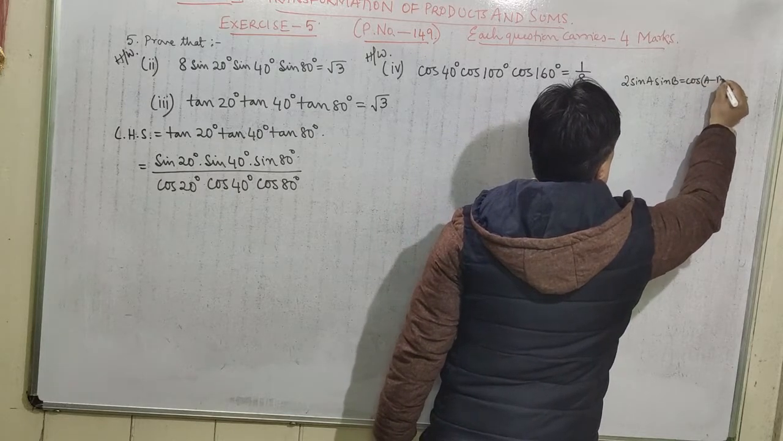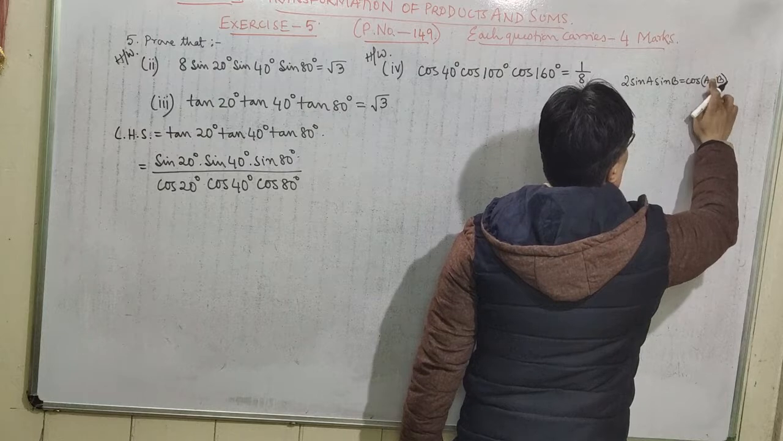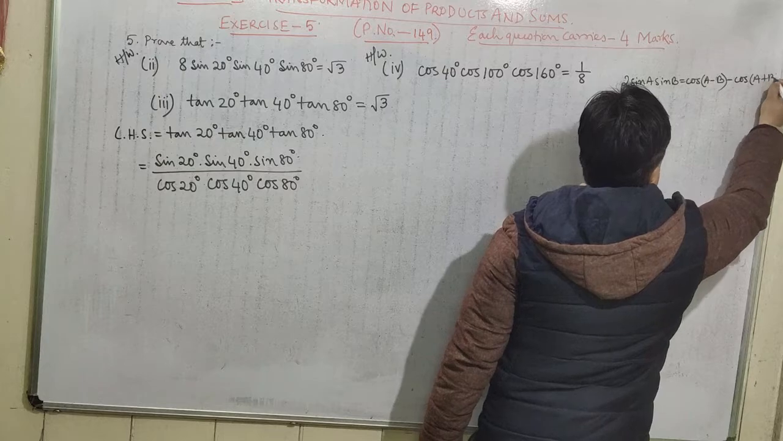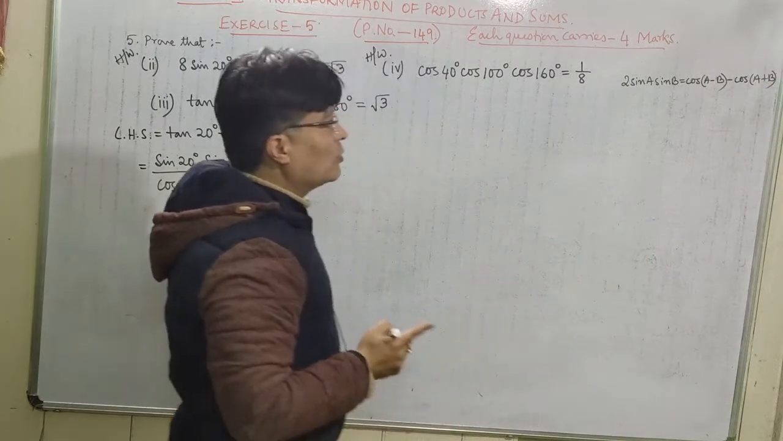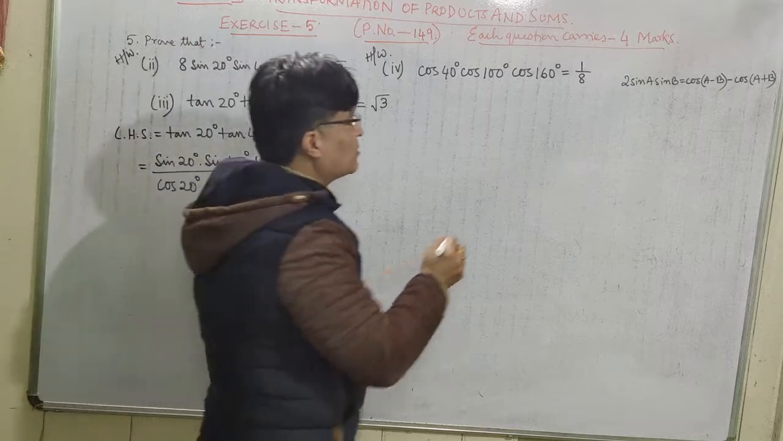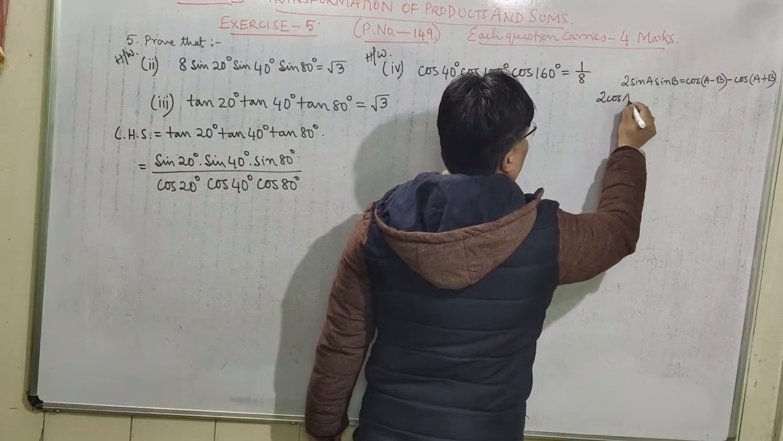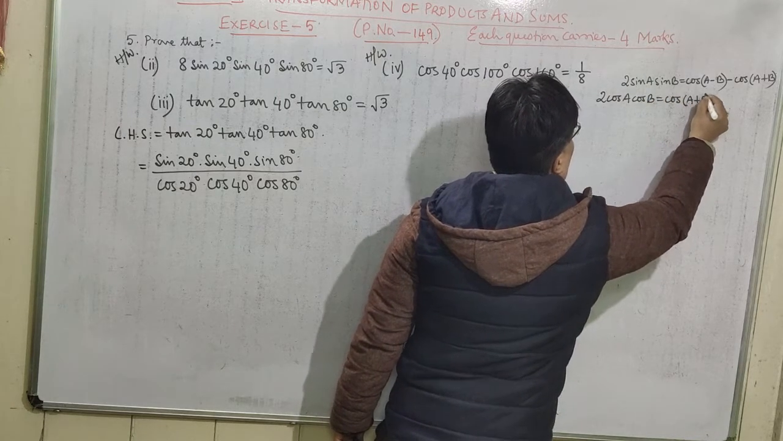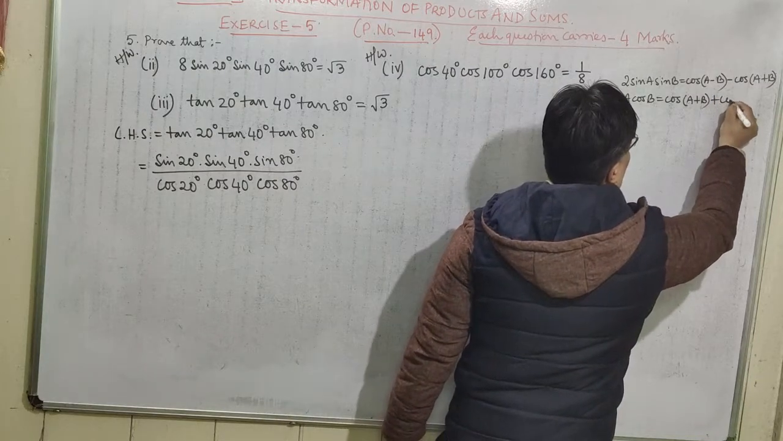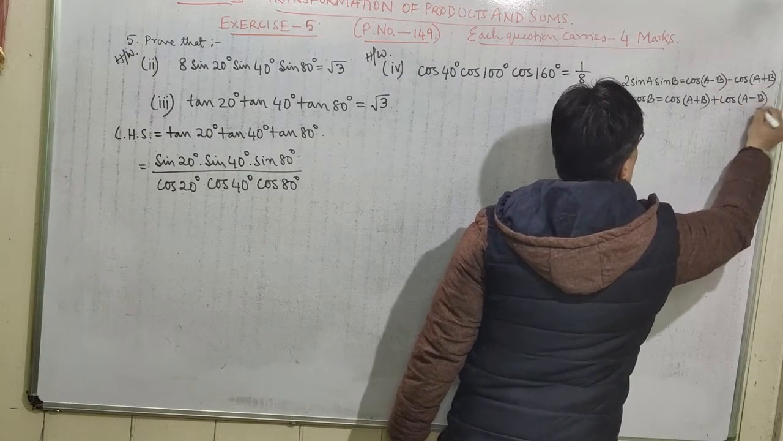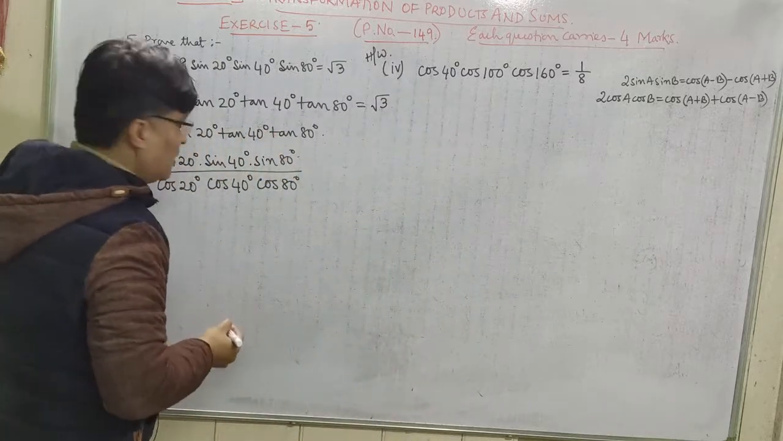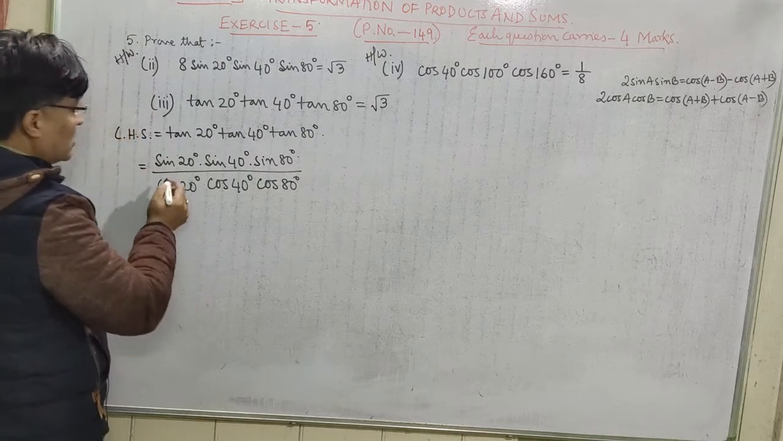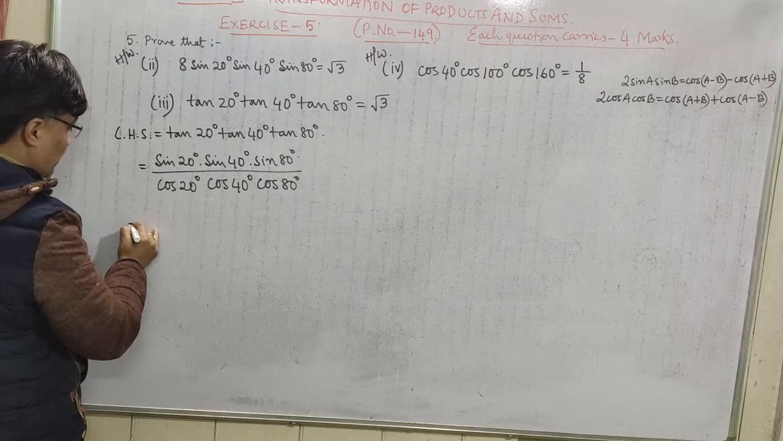Cos of A minus B. This is your cos of A minus B minus cos of A plus B, right? 2 sin A sin B is equal to cos of A minus B minus cos of A plus B. And then you can use the formula of 2 cos A cos B in the denominator, that is cos of A plus B, then plus cos of A minus B, right? So let us use the formula out here, because in this case we need 2 in both the numerator and the denominator. Let us multiply both the numerator and the denominator by 2.